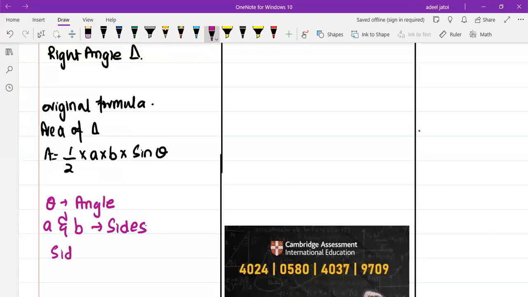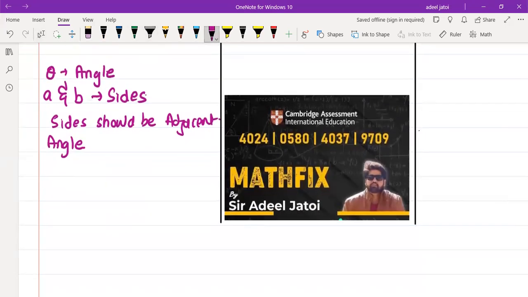But the sides should be adjacent to the angle. For suppose, if we have a non-right angle triangle, and this is theta, then the adjacent sides to this theta will be this and this side. That means these two sides can be represented as A and B, or this can be A or this can be B. Either side can be A or B.